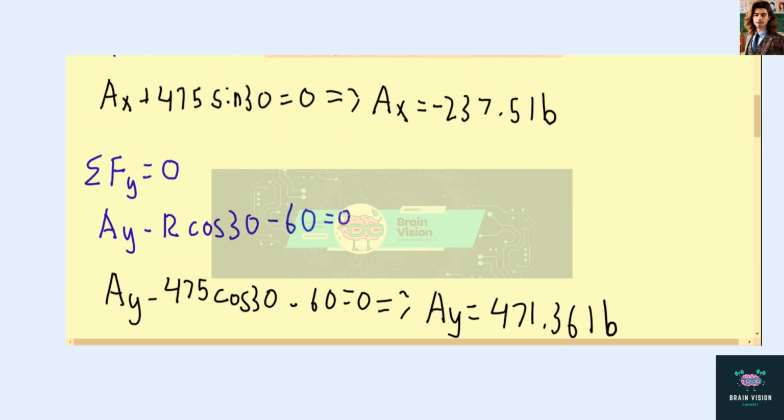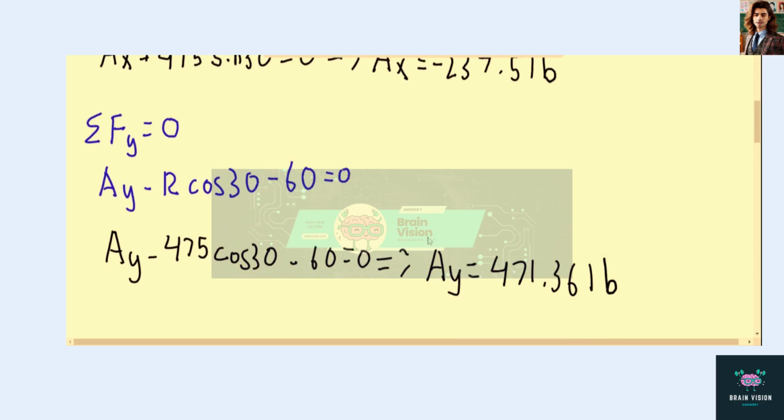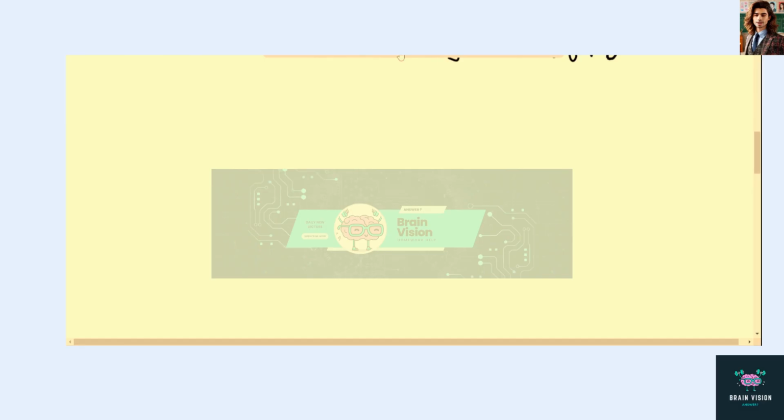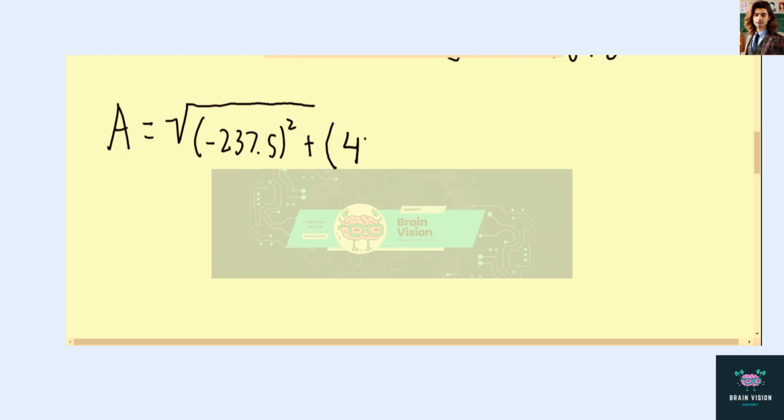So we now know the x component of the force and the y component of the force. So we can now solve for the magnitude of the force at point A. We can say that the force A is going to be equal to the square root of the x component squared plus the y component squared. And this will give us a force of 527.84 pounds.